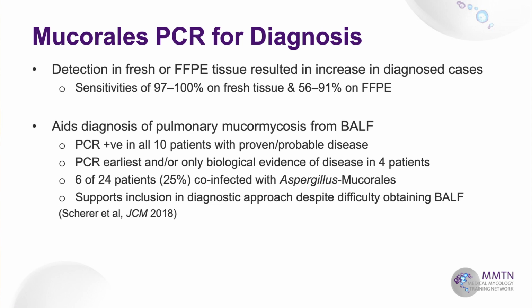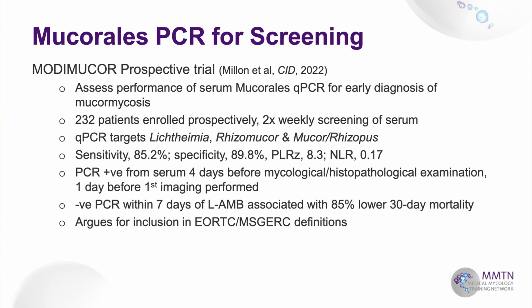So these encouraging results support perhaps the inclusion of Mucorales PCR in the diagnostic algorithms, but unfortunately standardisation's been where it's probably fallen down to date. So this recent study published by the French group, the MODI-Mucor, was a prospective study that looked at the performance of an in-house PCR to screen high-risk patients to determine whether that was useful for early diagnosis of mucormycosis. So they enrolled 232 patients who were deemed at high risk of a Mucorales infection, and their serum was screened twice weekly.